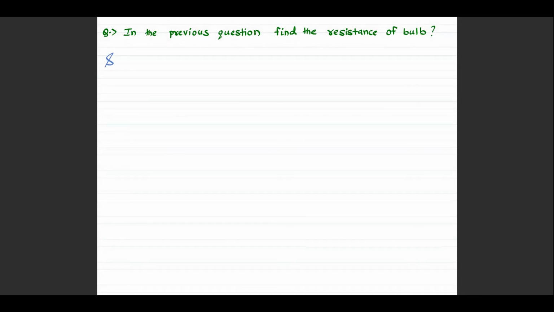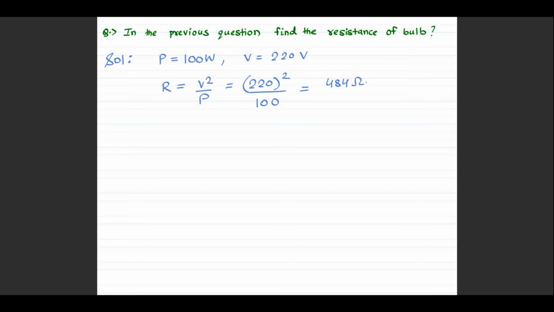लेट्स लुक एट दिस क्वेश्चन देन. दे आर आस्किंग इन द प्रीवियस क्वेश्चन फाइंड आउट द रेजिस्टेंस ऑफ द बल्ब. Now if you remember the data, the power was 100 watts and the potential difference at that time was 220 volts. So can I say R will be equal to V square by P. So it will be 220 square divided by 100. If you solve, this is going to be 484 ohms. Right?